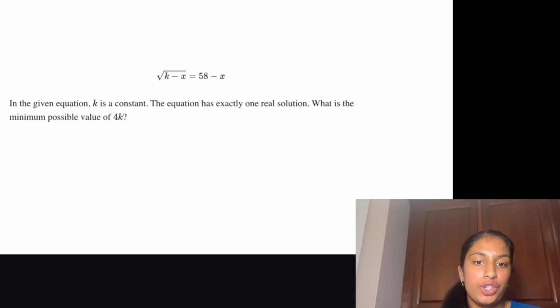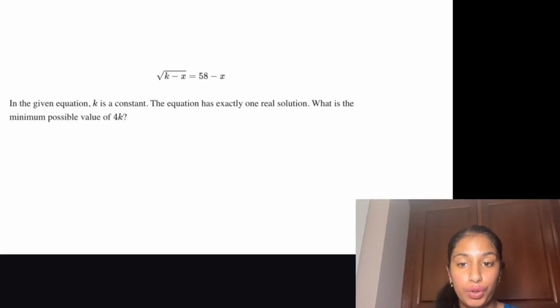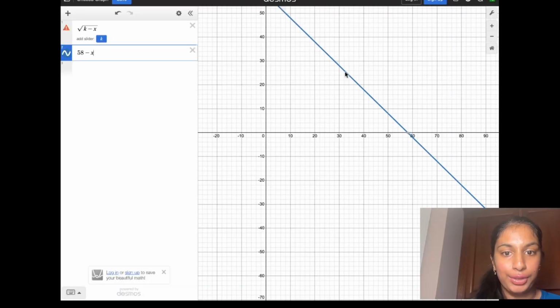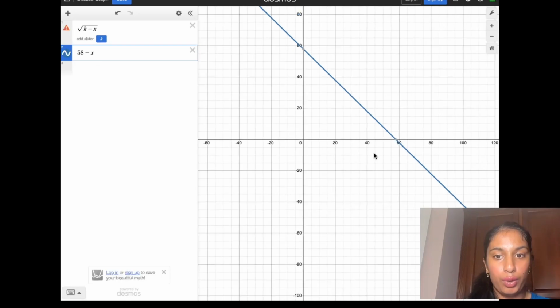In the given equation, k is a constant. The equation has exactly one real solution. What is the minimum possible value of 4k? So we're going to go ahead and take this to Desmos to see how we can find the answer. Okay, so what I did here is that I have square root of k minus x, and then I have 58 minus x, and I'm trying to figure out where they intersect.